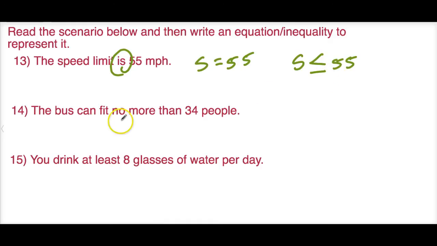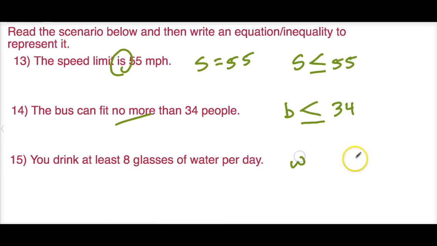Next one, the bus can fit no more than 34 people. So if we have the bus and we have 34 people, 35 can't fit, so that means that the sign's got to go this way, less people. But it says no more than that, so 34 is included in this data set. So that means passengers, we can have 34 all the way down to no passengers, but no more than 34 people.